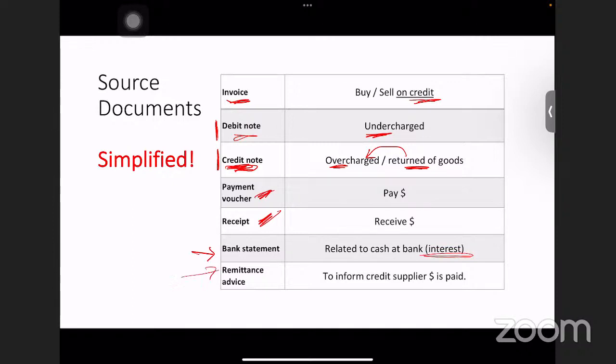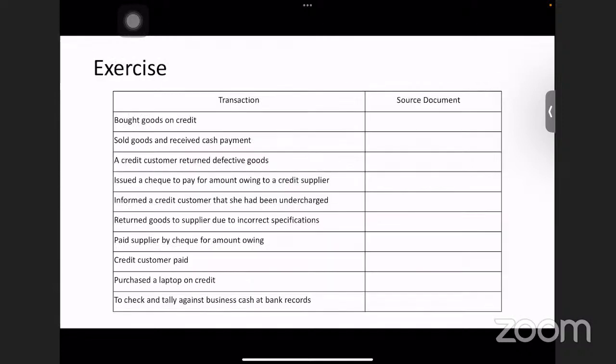Then the last one, remittance advice. Remittance advice, I just want to inform people that I paid them money. That's remittance advice. Okay, so these are the simplified explanation of each source document to better understand. So let's test our understanding. How do we apply this?